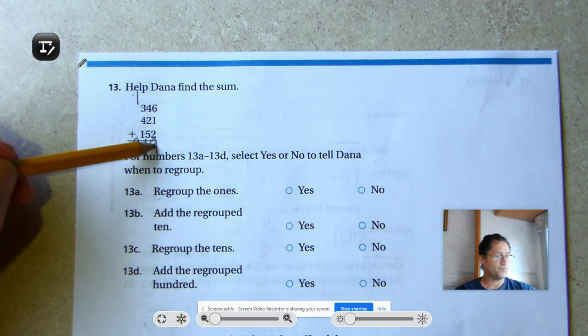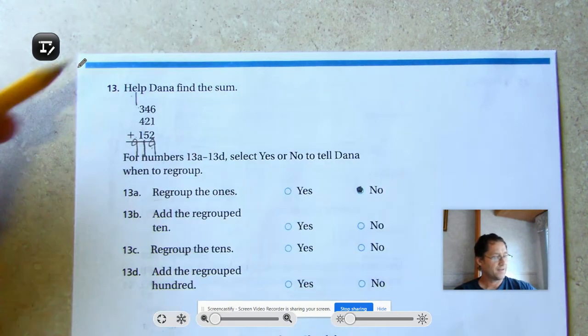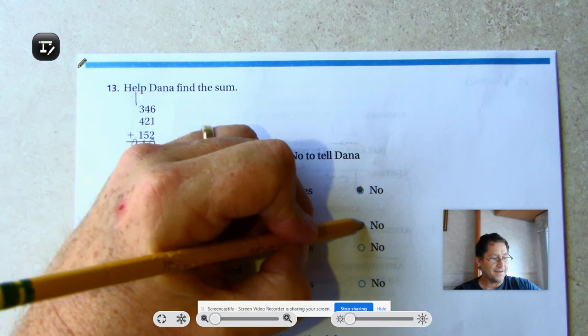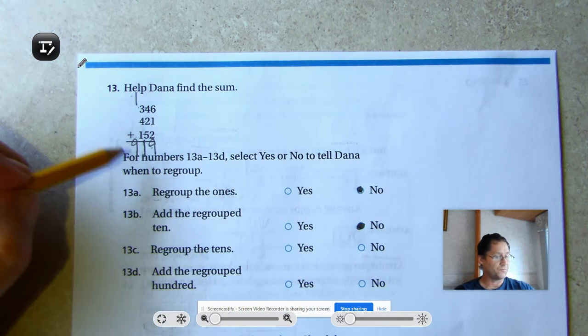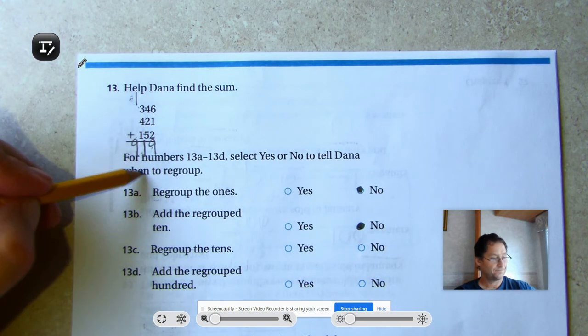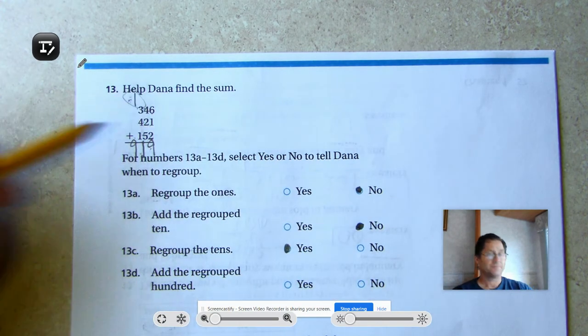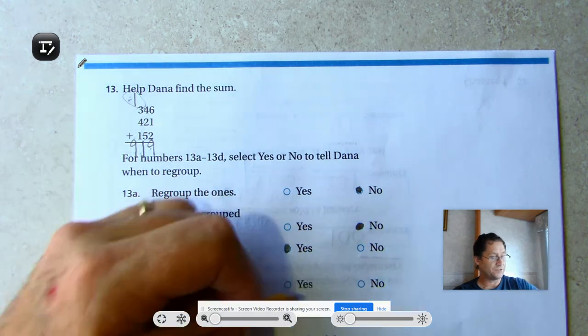Did we have to regroup the ones? No. Did we have to add the regrouped 10? No, there was no regrouped 10. Did we have to regroup the 10? Yes. And did we have to add the regrouped 100? We have one regrouped 100, so yes.